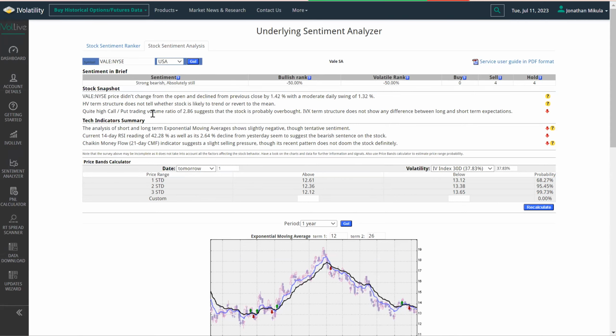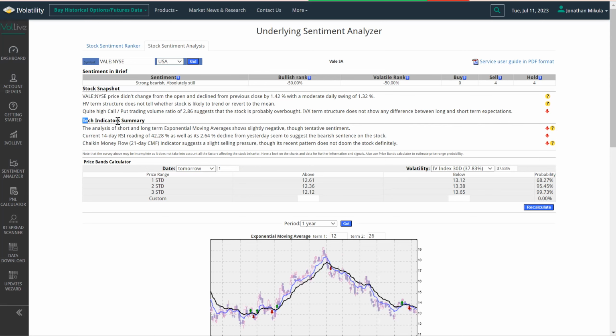There's a high call to put trading ratio at 2.86, which actually means traders have been buying a lot of calls, betting on a turnaround. So what this is saying is, hey, look, traders have been loading up on calls, which means the stock could potentially be overbought. So worth looking into.